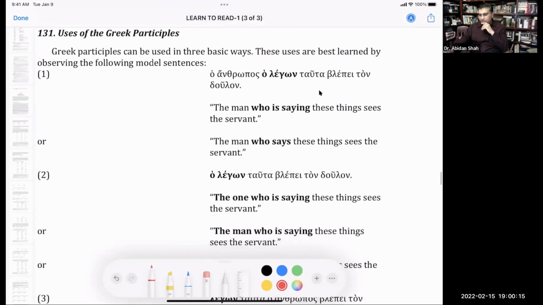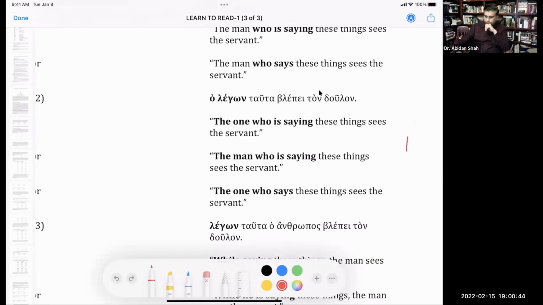Look at this one here. Anthropos, legon, tauta, blepei, dulon. The man who is saying, so that legon is functioning as the participle. Who is saying these things sees the servant. Tauta, these things, sees the servant.